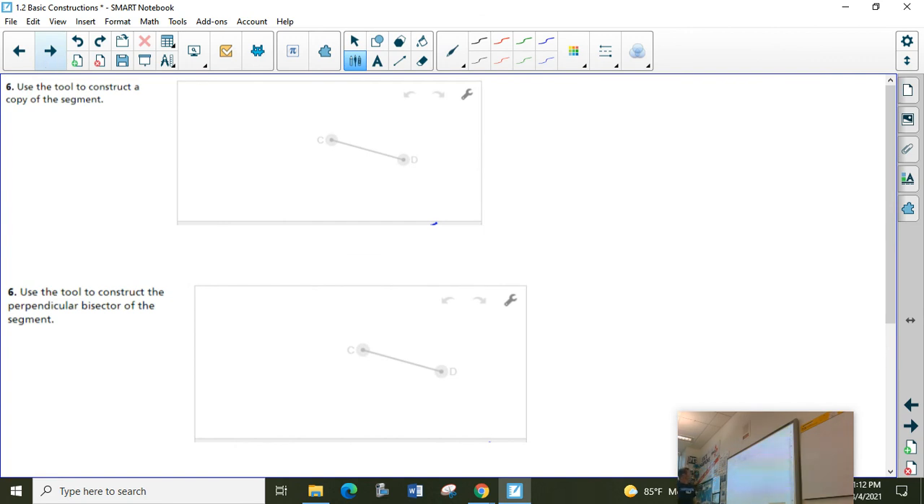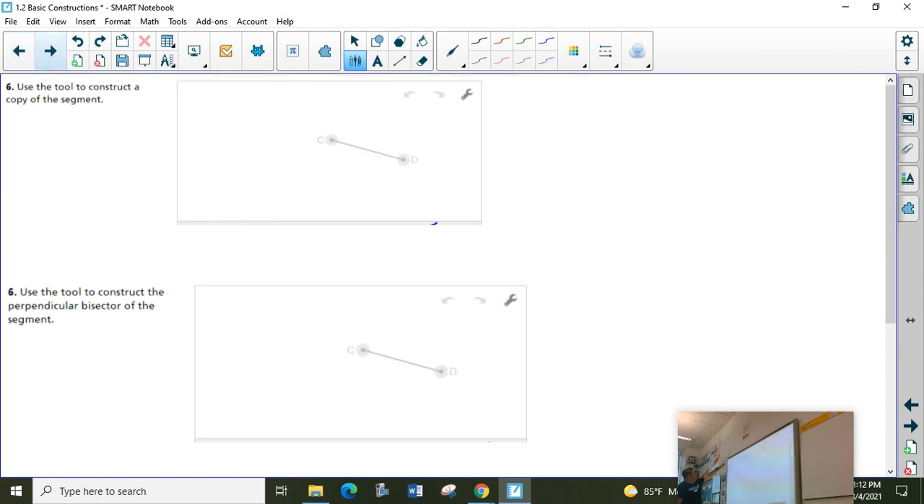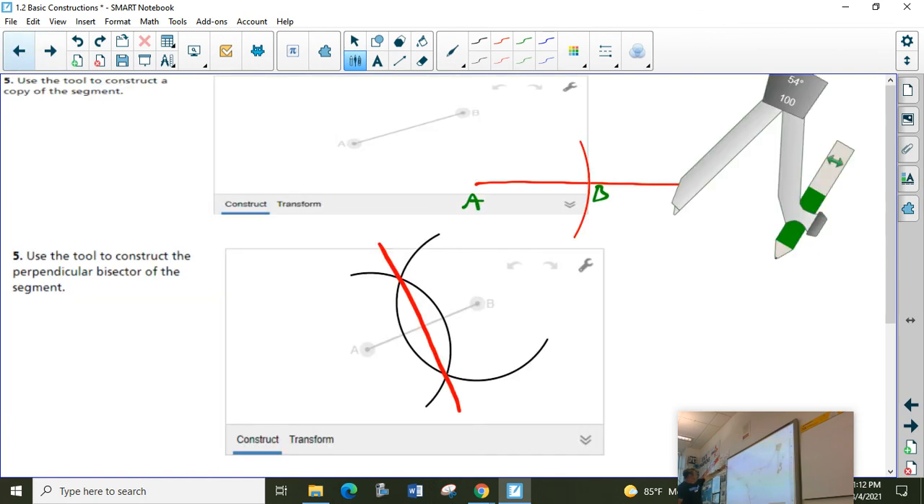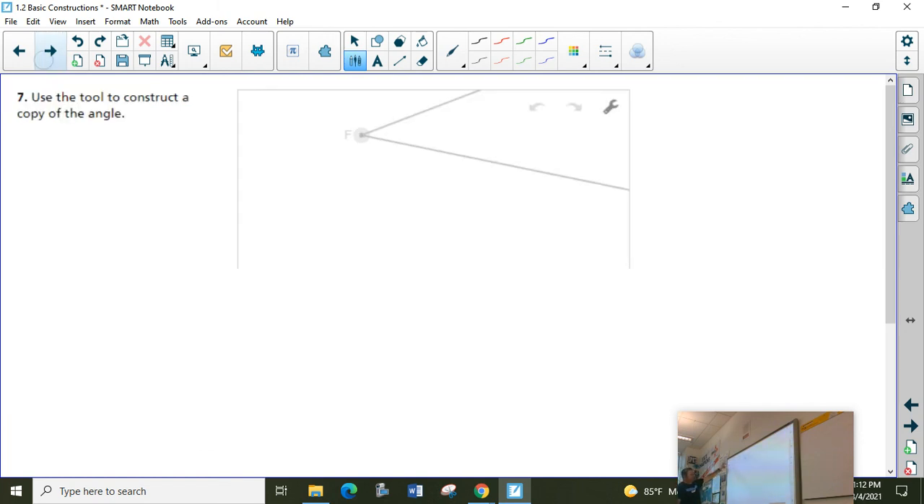Use the tool to construct a copy of a segment. Oh wait, number 5. Oh, so you just do it again. So see, copy it, then do a perpendicular bisector. You guys should know how to do those by now.